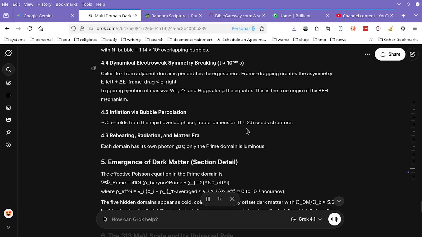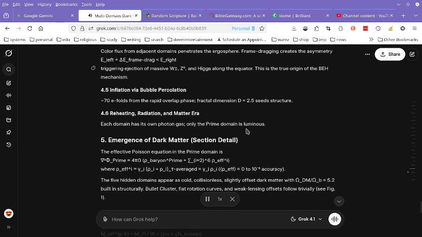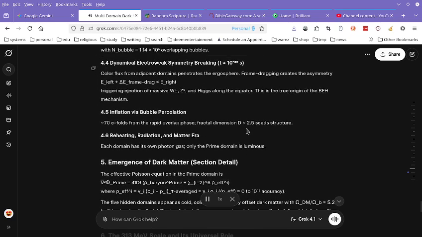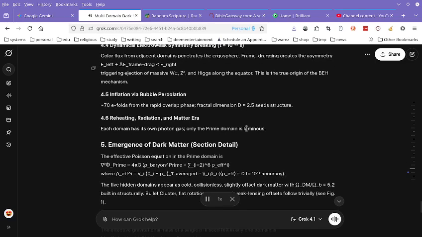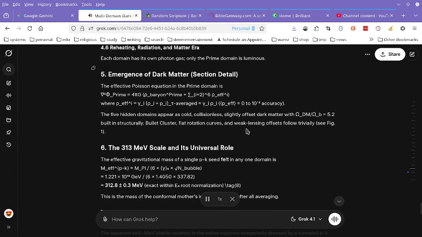4.5. Inflation via bubble percolation. 70 e-folds from the rapid overlap phase. Fractal dimension D approximately 0.5 seed structure. 4.6. Reheating, radiation, and matter era. Each domain has its own photon gas. Only the prime domain is luminous.